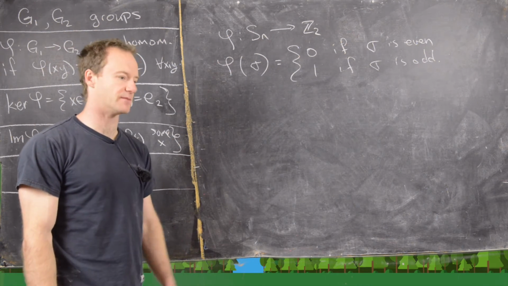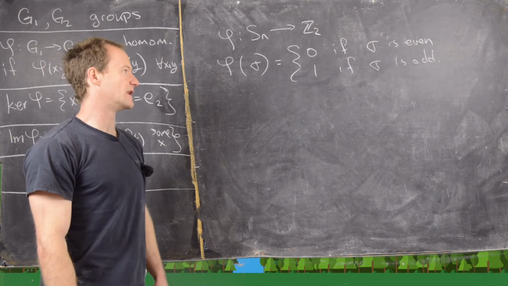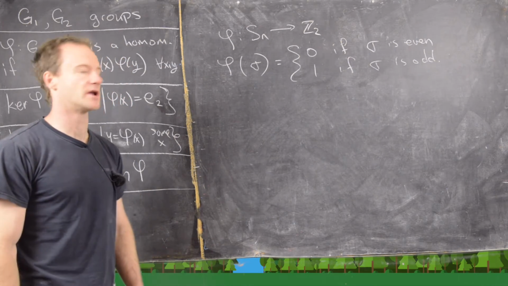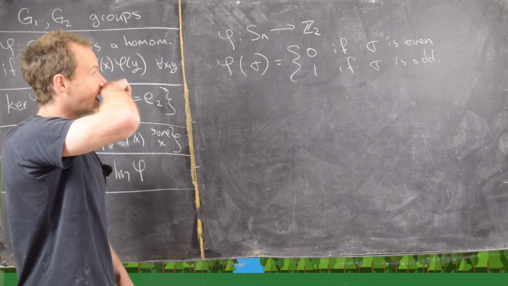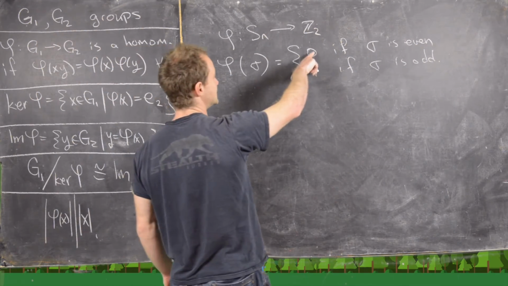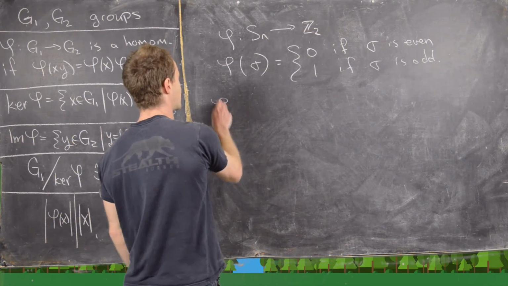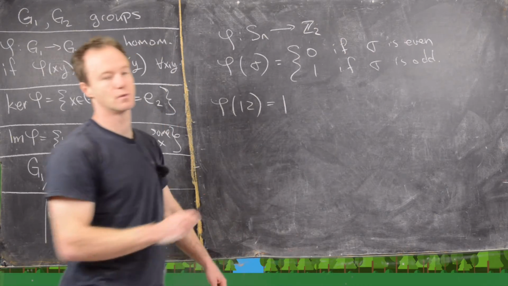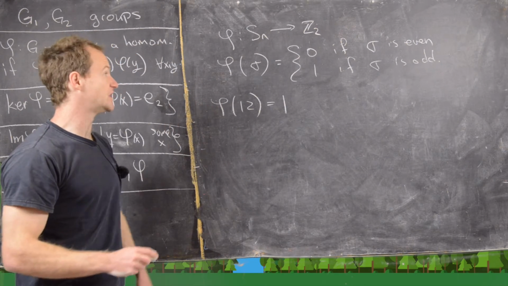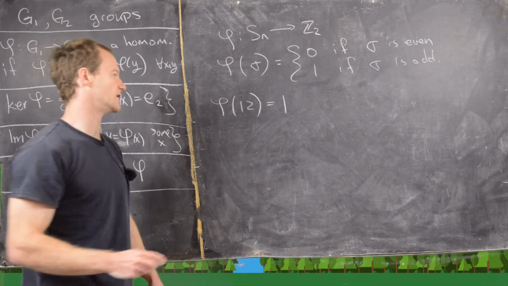Remember, that's defined by sigma can be written as an even number of transpositions or an odd number of transpositions. So now notice that this map is obviously onto because the identity is sent to 0, but for instance, the permutation (1 2) is going to be sent to 1. So that means we can achieve both elements of Z2 very easily.